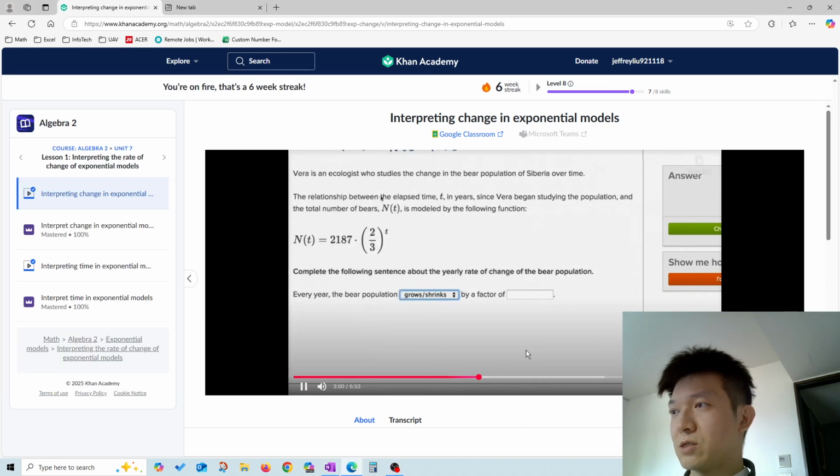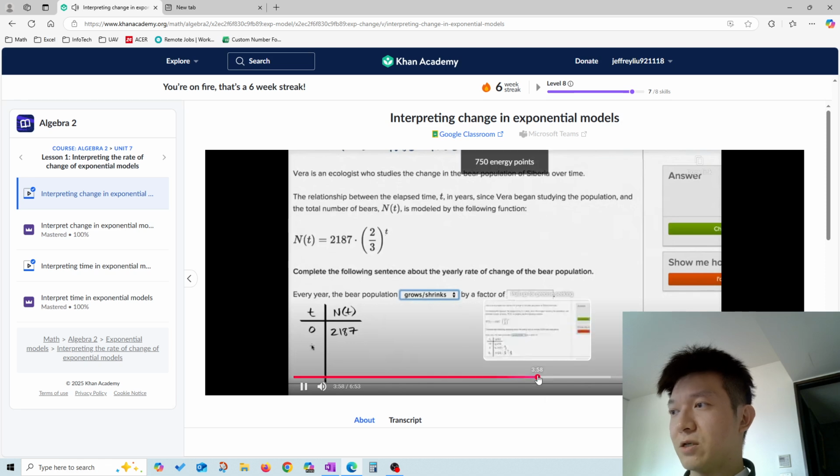So that's the yearly rate of change. Zero years since the bear population began being studied. The bear population of the year before, you're multiplying the year before by 2/3. So every year the bear population shrinks.